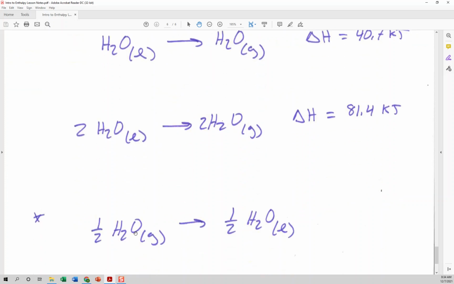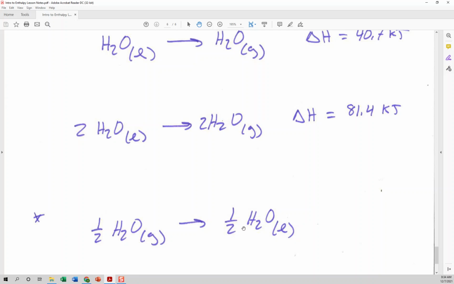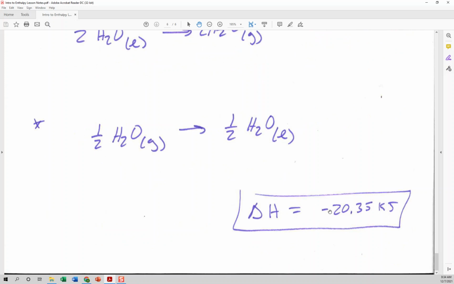Now, what would this reaction be? Okay, so now we notice that this reaction is basically this reaction, but it's flipped, and it's 1/2. So what would we do with the delta H? Well, we flip the reaction, so we would make this negative, and then we halved the coefficients, so we would half this value. So the delta H for this reaction would be negative 40.7 divided by 2.